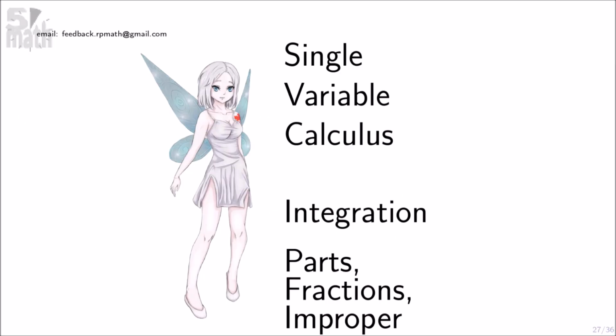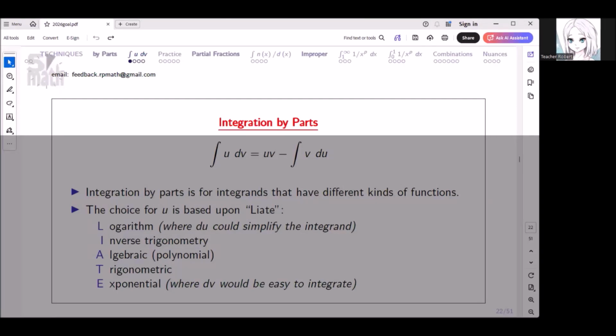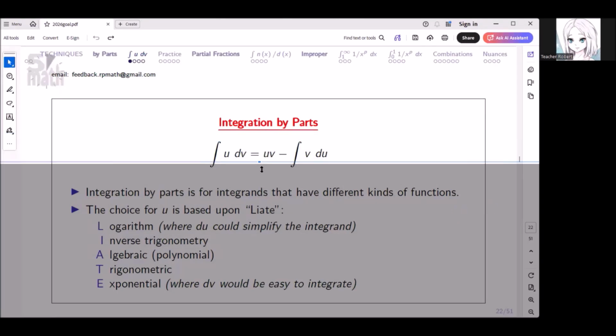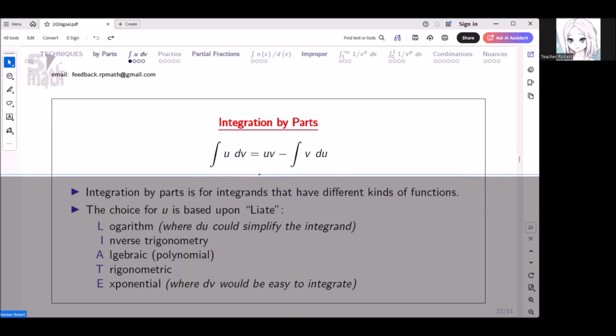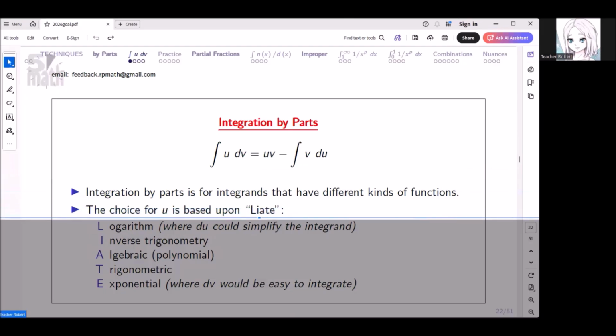Single variable calculus: integration, parts, fractions, improper. In terms of pacing, this is 14 out of 18. Integration by parts. Integral u dv equals uv minus integral v du. Integration by parts is for integrands that have different kinds of functions. The choice for u is based upon LIATE.